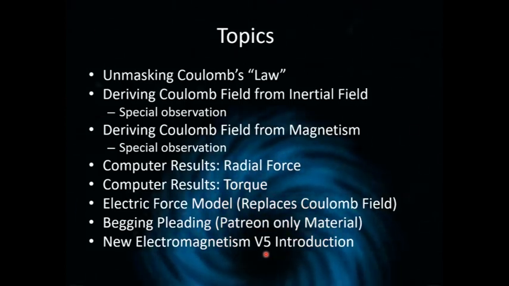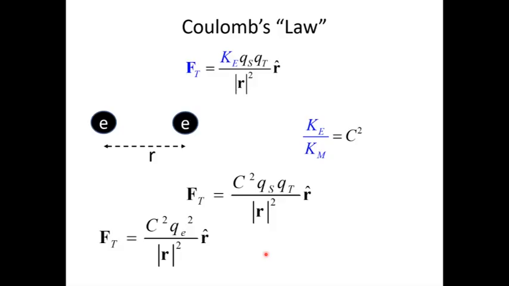So let's begin by unmasking Coulomb's law. Now they call it a law. It's not really a law. It's an empirical model. You can tell by this arbitrary constant of relation here, all this blue gunk. And what I've said in the past is to see Mother Nature in her true raw form, you've got to get rid of the blue gunk.